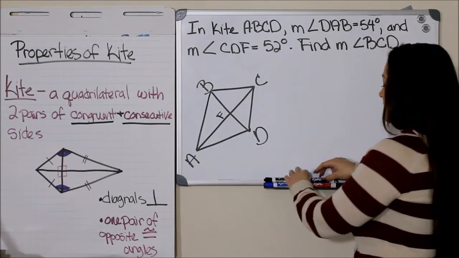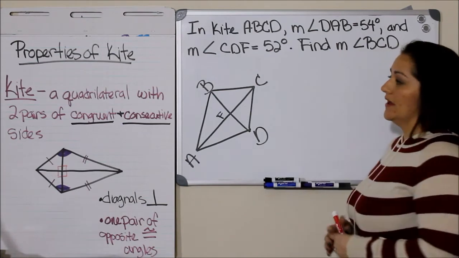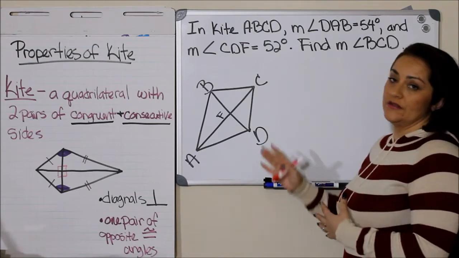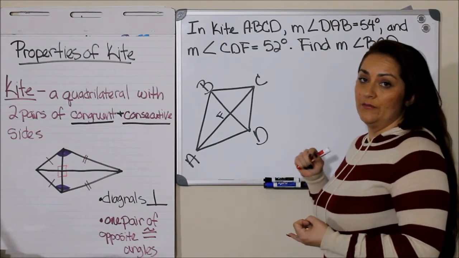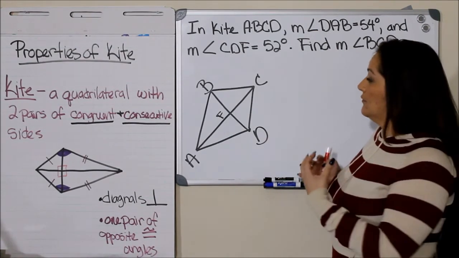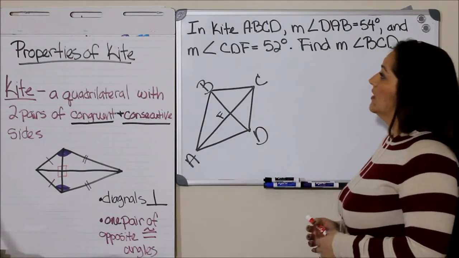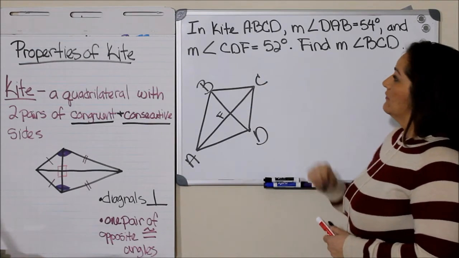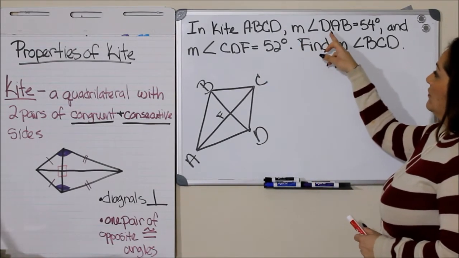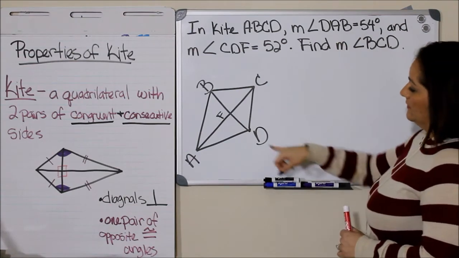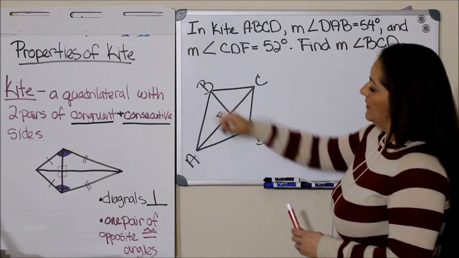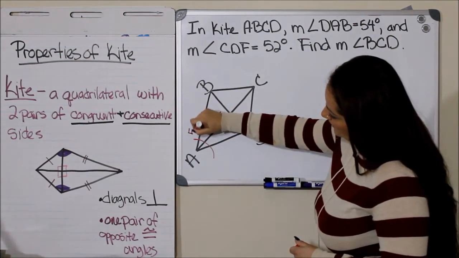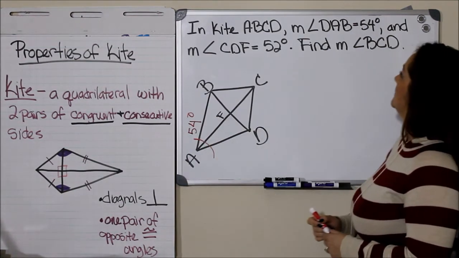So what I want to do here is, and this is what we always try to get you to do in class, whenever we get a new problem and we're reading the directions, we want to mark the shape appropriately. We want to mark it with what we know, and we also want to make sure we know what we're looking for. So in this case, it's telling me in kite ABCD, which I already have written here, the measure of angle DAB, so D, A, and B, that's this entire corner here. It's saying that it is 54 degrees.